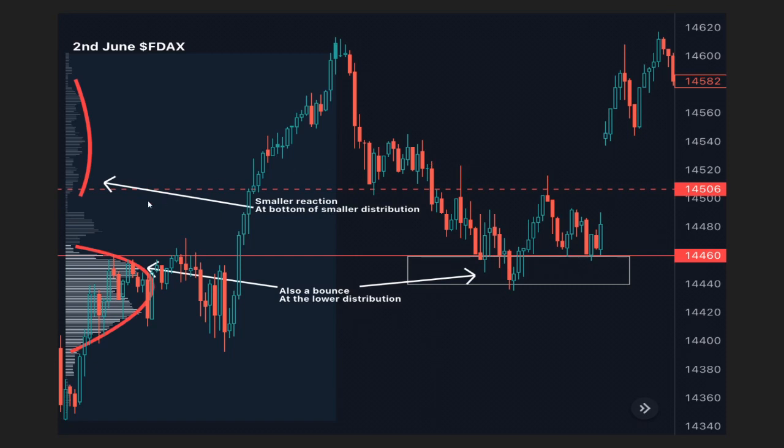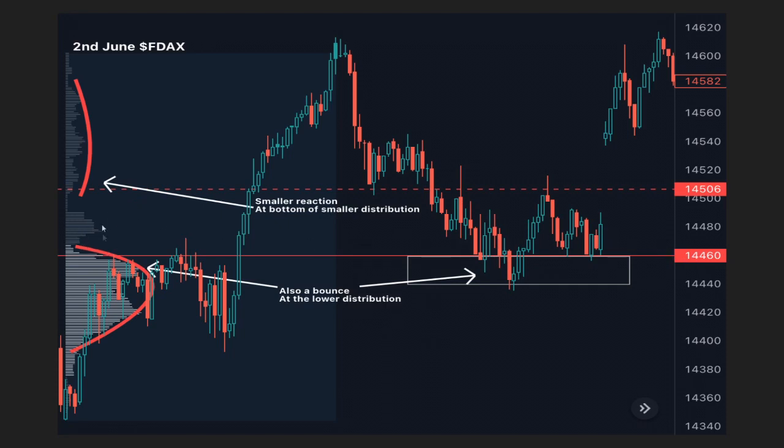Some of you may also wonder why I have placed my level at 14,460 instead of say down here at 14,440. In this case, both these levels would have worked out equally as good as one another, but I like my level to be placed at the top of the actual distribution, in this case at 14,460. These can be counted as two separate distributions for some people, but for me they are part of this larger single distribution, and as a result the level always goes at the top of the distribution, so the level would be placed at 14,460.